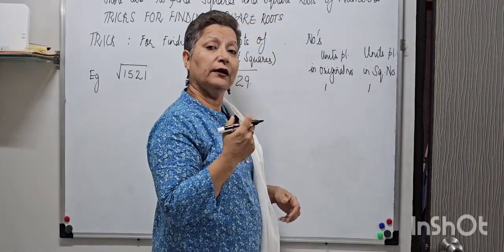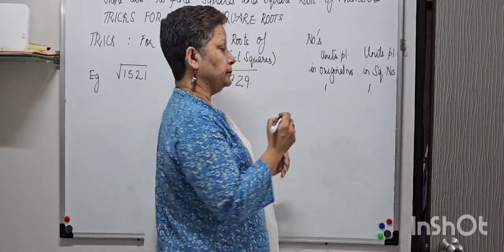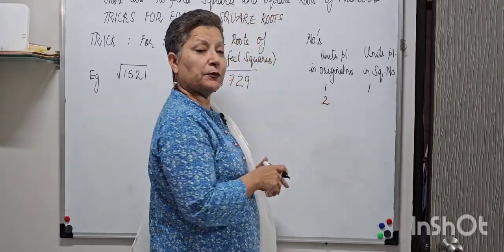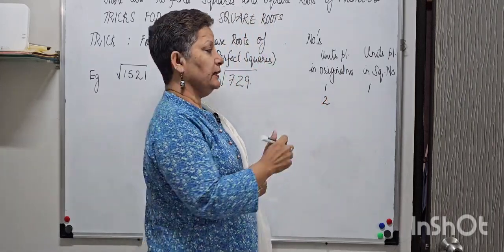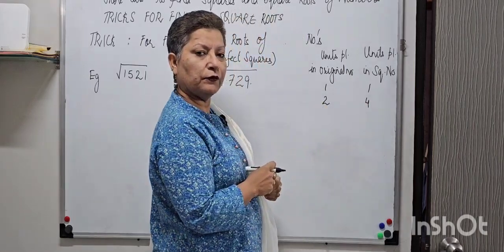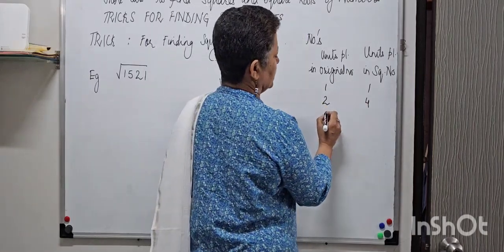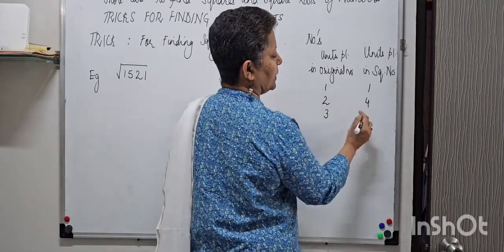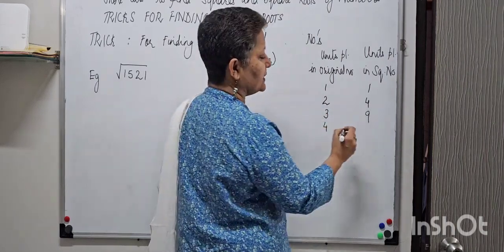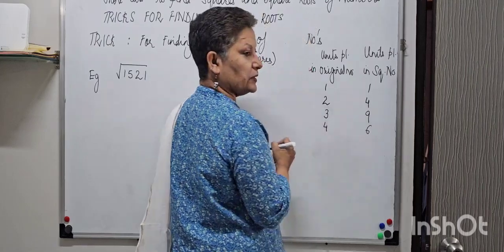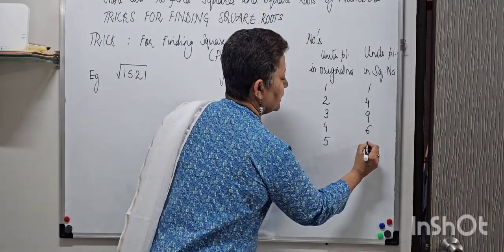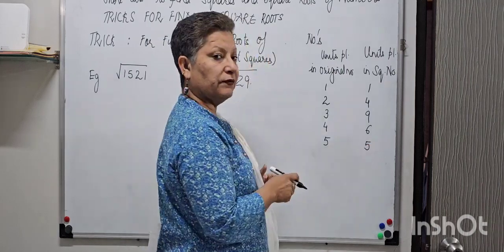So 1 square is 1, 11 square is 121. If in the original number my units place is 2, in the square number my units place is going to be 4. Coming to the next one, 3, 3 square 9, 4, 4 square 16. So my units place digit is 6. Now 5 square 25. So the units place digit is 5.